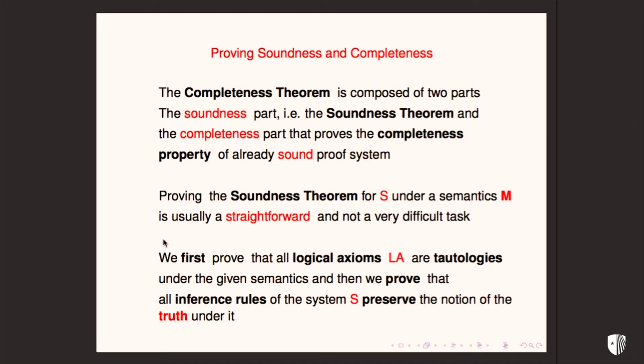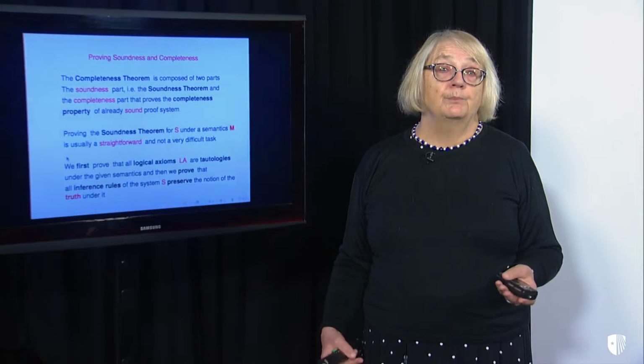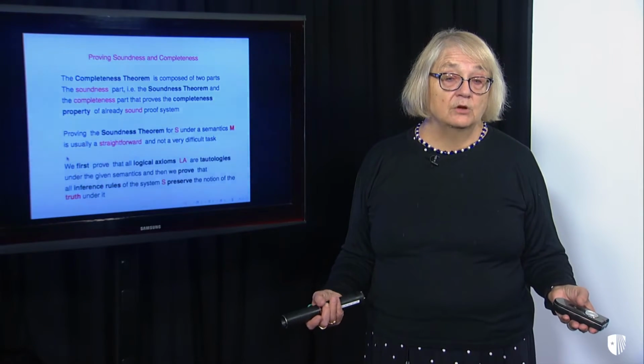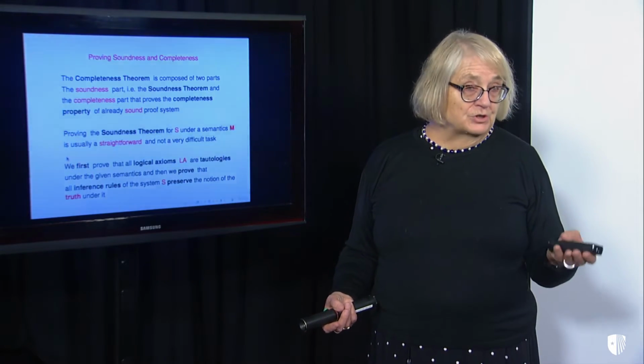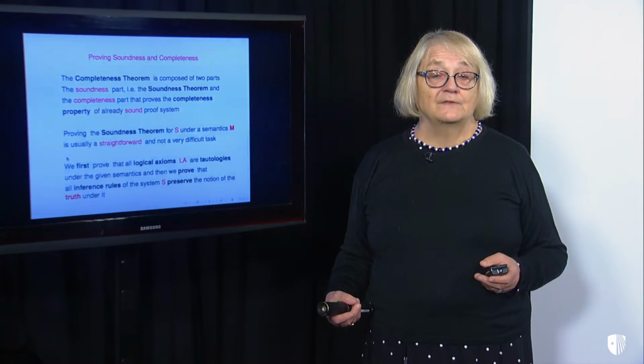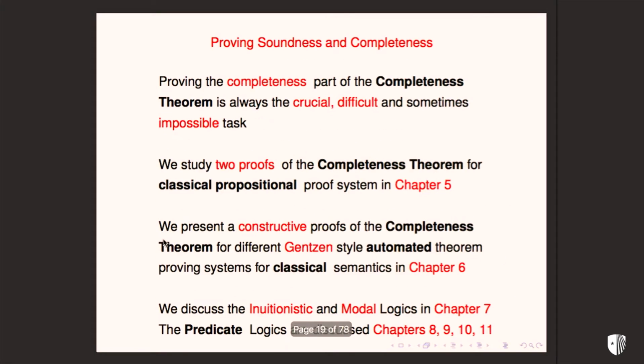Also, proving the soundness theorem under given semantics is pretty straightforward. So it's not difficult to prove, and I will show you what the steps are. First we prove that all logical axioms are tautologies, and then we prove that the inference rules of the system, which we are going to define, preserve the notion of truth, so whatever you prove is also a tautology.